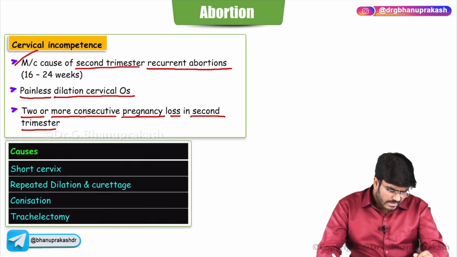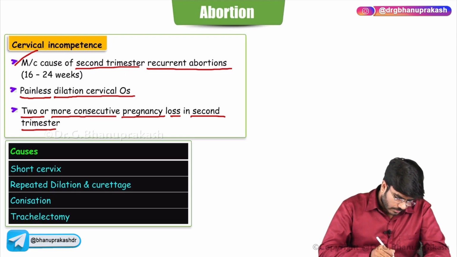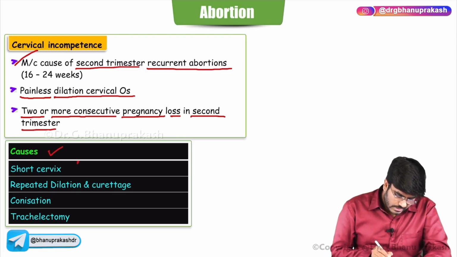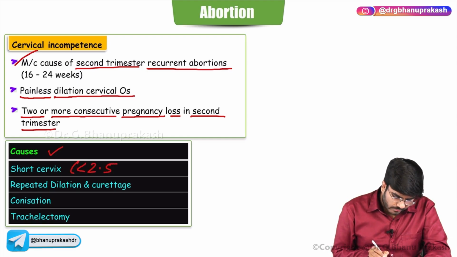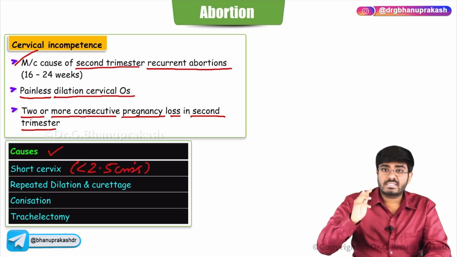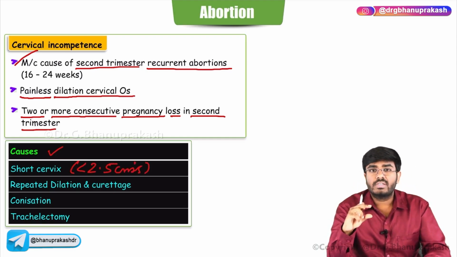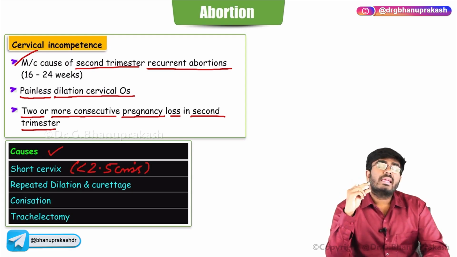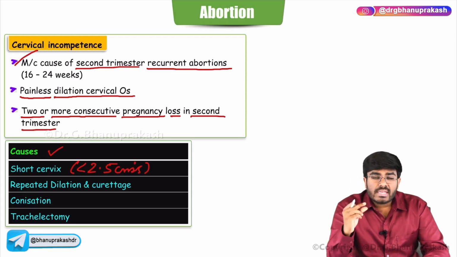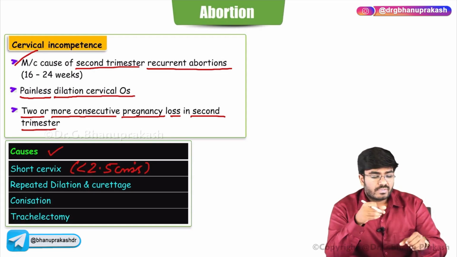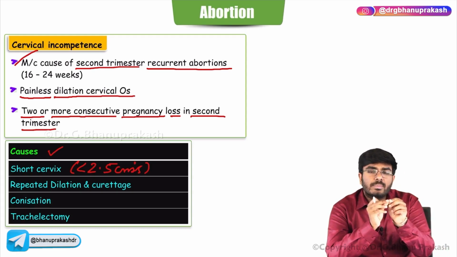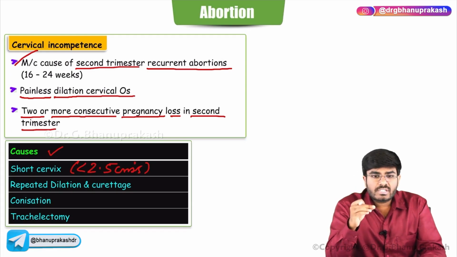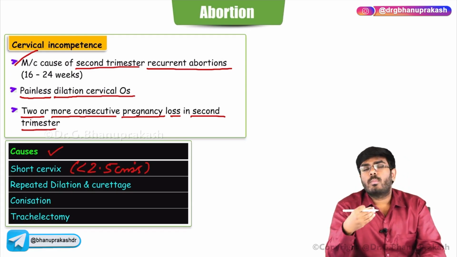Now let's see what are the causes of cervical incompetence. Having a short cervix, less than 2.5 centimeters. Short cervix means a cervical length less than 2.5 centimeters. Such a short cervix can easily efface and easily dilate. With very little pressure it can simply dilate, and dilatation of that cervix can lead to abortions.